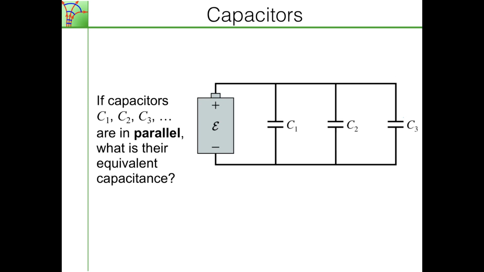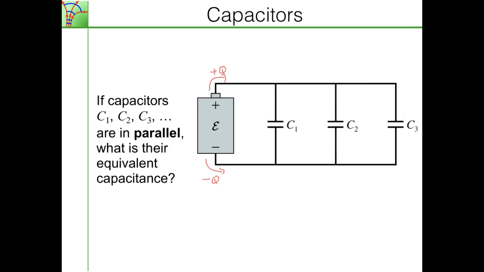So if I have attached this battery to these 3 capacitors, what is their equivalent capacitance? Well, let's start by saying that the battery is going to send out some positive charge this way and some negative charge this way, right? And what happens to this charge? Some of it's going to go onto this first capacitor, some of it's going to go onto this one, and then the rest of it's going to go onto this one.